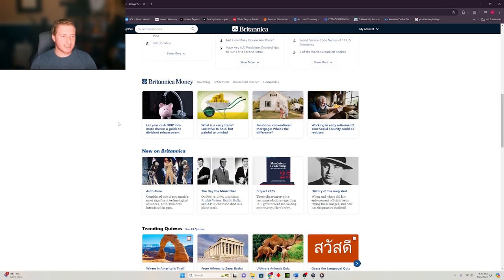Now we have Britannica Money. Now this is regarding how you would want to be able to handle one's own money, or the current state of world economics. This would be beneficial for students within a financial literacy course. Namely because they're being taught how to use money, how to use it wisely, and the right way to work out investments, write out a paycheck, and being able to handle personal management within one's own lifestyle. So the information on here, with the articles being investing, retirement, household finance, and companies, is incredibly useful.